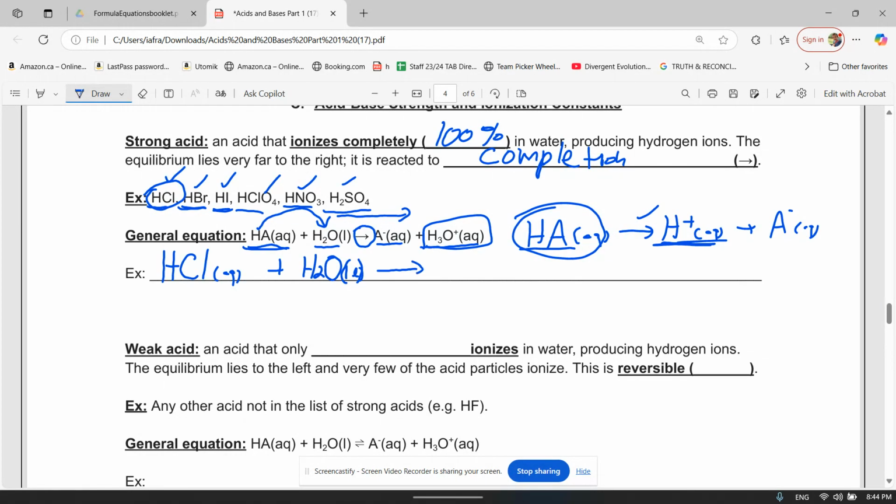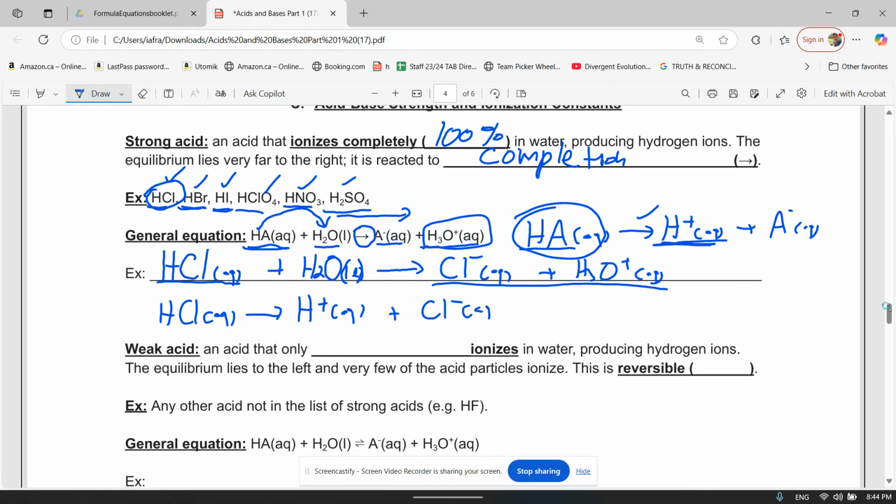I'd make a one-way arrow. Because HCl is an acid, it's going to give away the H and become Cl minus (aq), and then the water will be converted to H3O plus. But at the end of all this, there's no more HCl. All of it, 100% of it, became this stuff on this side. You could have also done this: HCl (aq), and you can just make a one-way arrow to show that it becomes H plus (aq) and Cl minus (aq). But it's 100% ionization, so all of this is converted into this there.